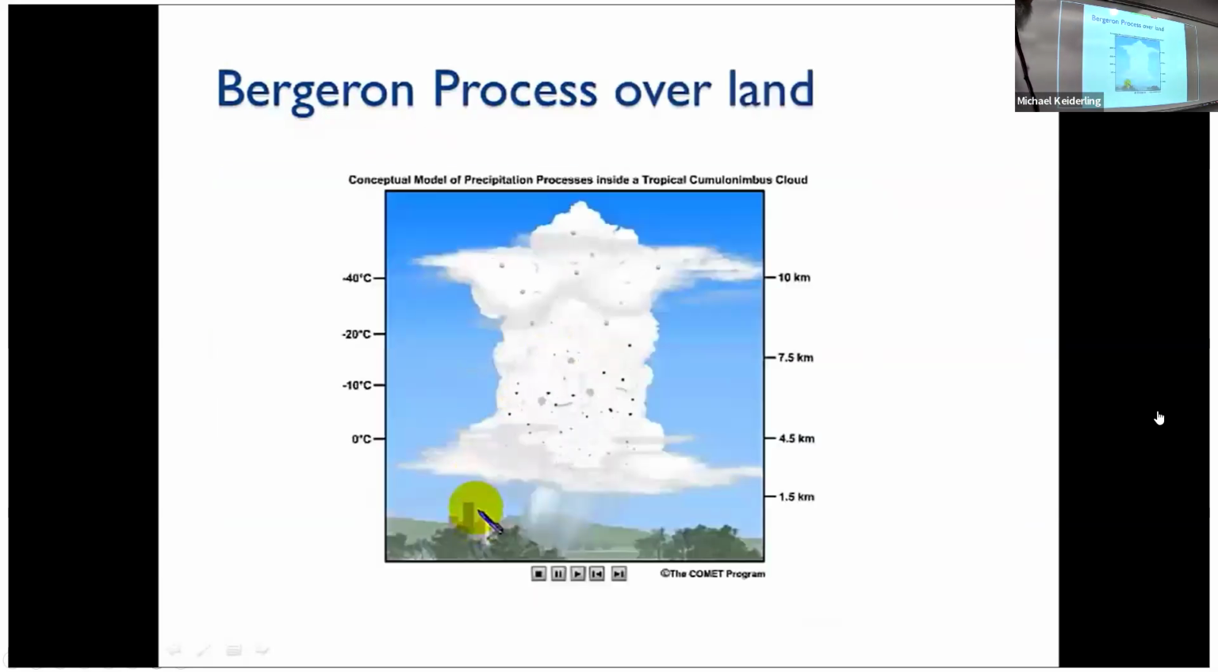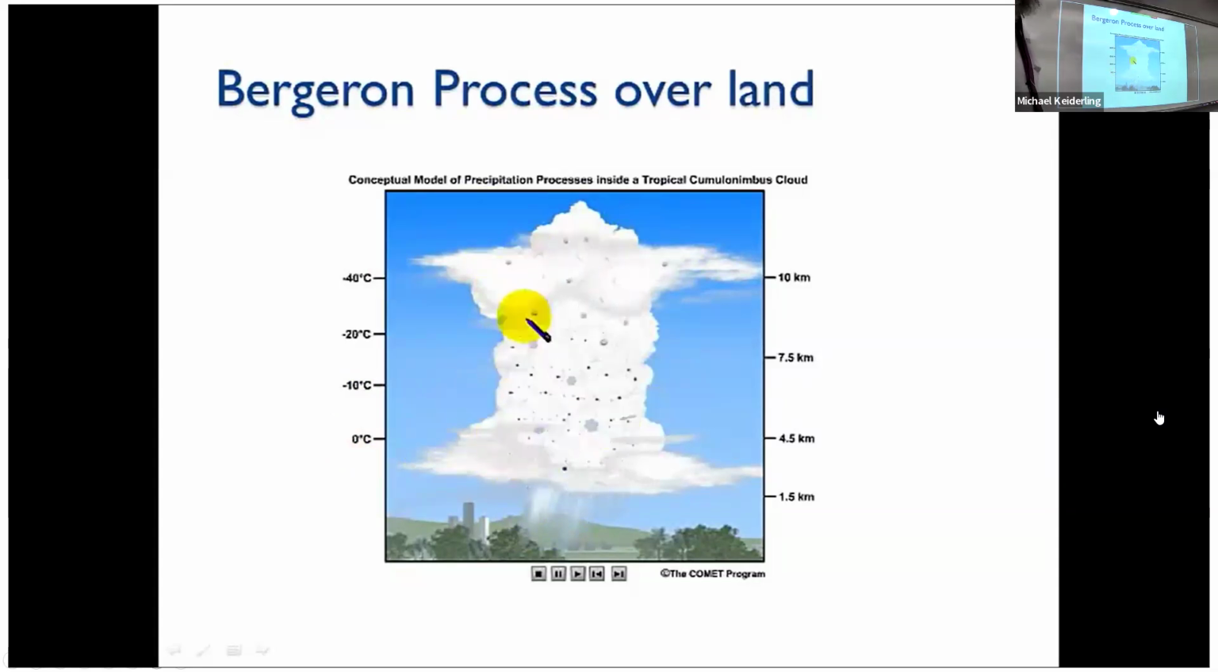So the key here is that the Bergeron process has to happen in really tall clouds. Notice where most of this cloud height is, and what kind of cloud is this? It's got that anvil top. This is a cumulonimbus cloud, and it's over land. And so most of the cloud is at a height where the temperatures are below freezing.